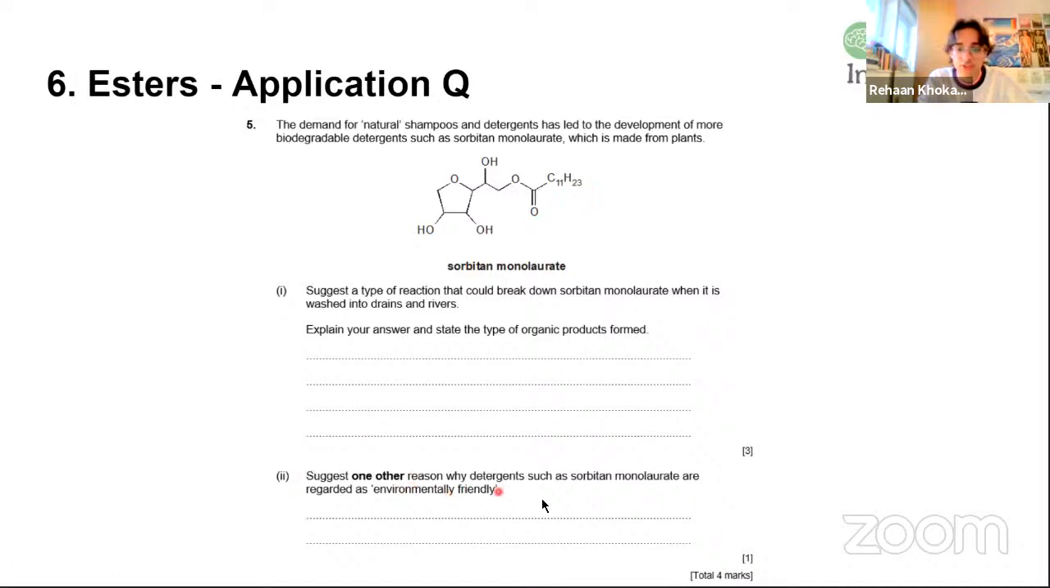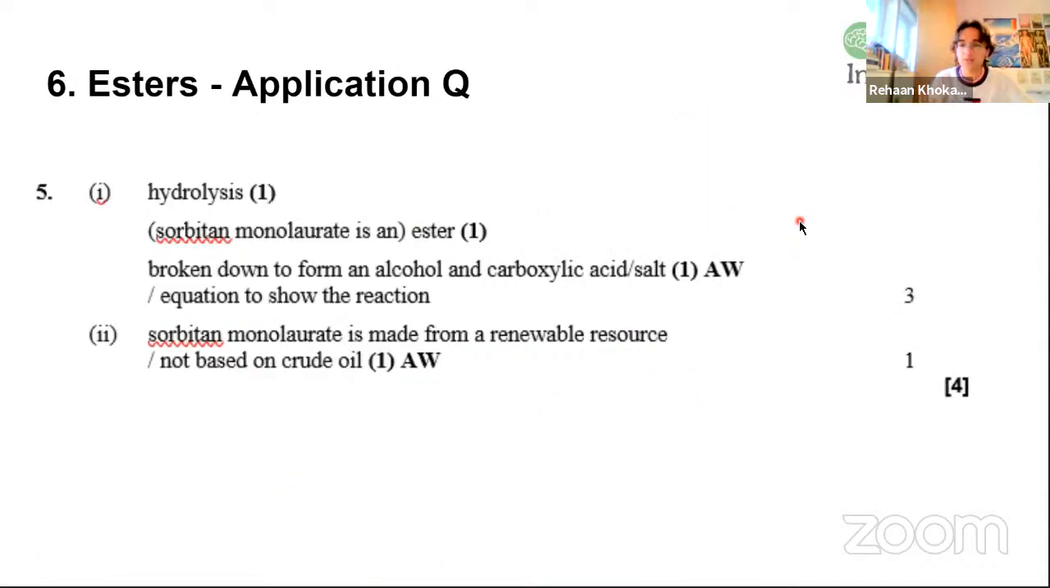Suggest one of the reasons why detergents such as sorbitan monolaurate are regarded as environmentally friendly. This question is just a bit weird, but probably because it's made from plants. But again, it's a weird question to be asking, really, but they like to ask weird stuff like that. So because it's made of plants, it's more renewable.